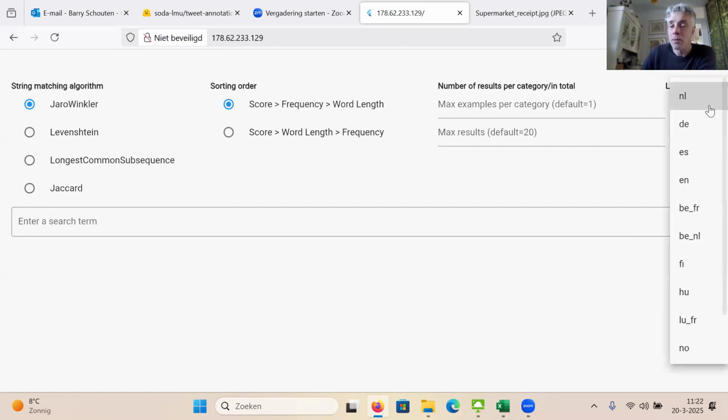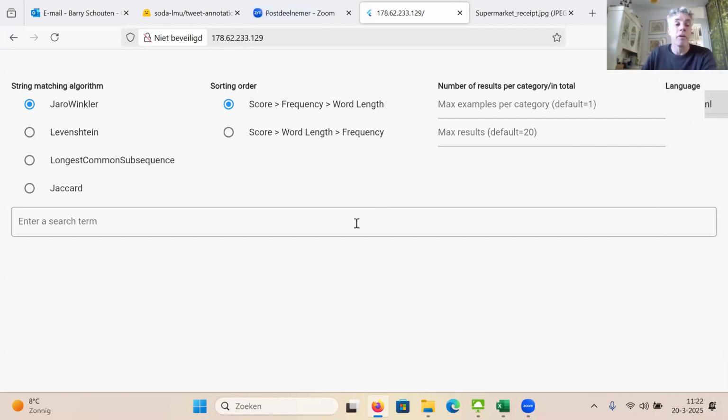I can choose a language. So in this case, I will do that in Dutch, of course, so NL, Netherlands. But I could also do it in English if I have an English receipt. There are other languages, Finnish, for example, Hungarian, and so on and so on. The reason we have this international version is that it was a Eurostat project. And we cooperate with a number of countries in trying to create these machine learning models for products.